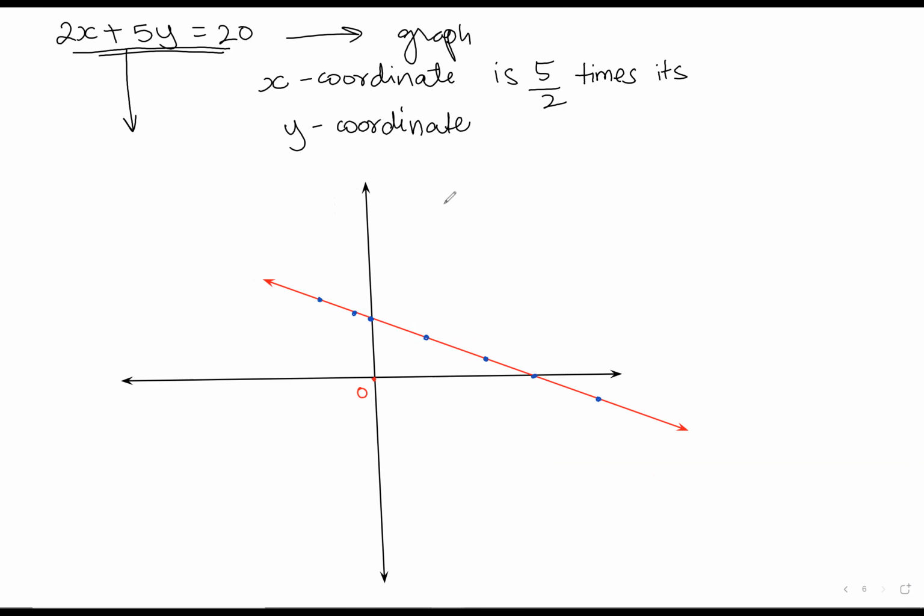Many points. Now the question is, which of these points, and you have to name the point, is such that the x coordinate is 5.5 times the y coordinate. On which of these points, and you have to name that point. How can we do this?